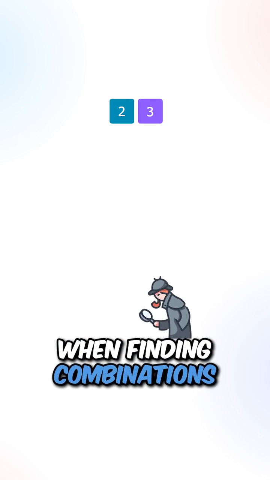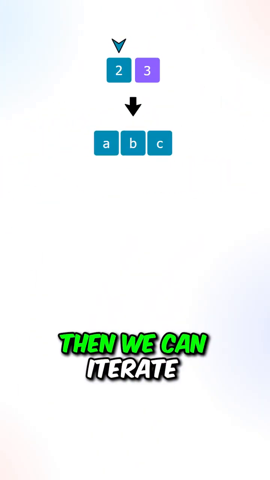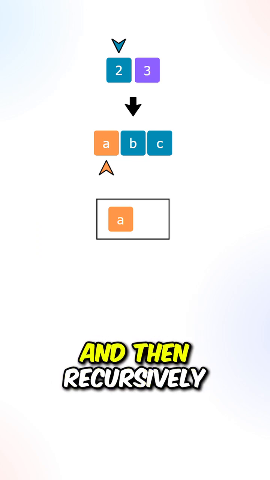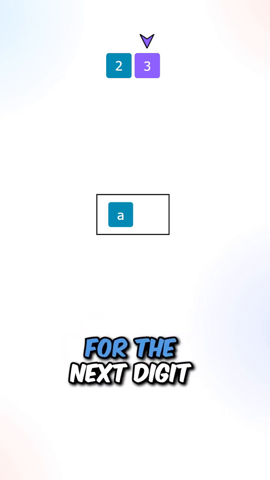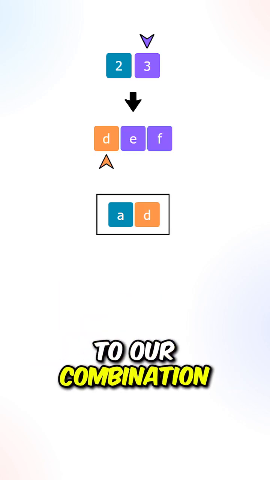When finding combinations, we can implement recursive backtracking. For each of the digits, we will first retrieve its letters. Then we can iterate through the letters and add the current character to our combination and then recursively look for the remaining letters. We can now repeat the process for the next digit by retrieving all of the letters and then appending a letter to our combination.